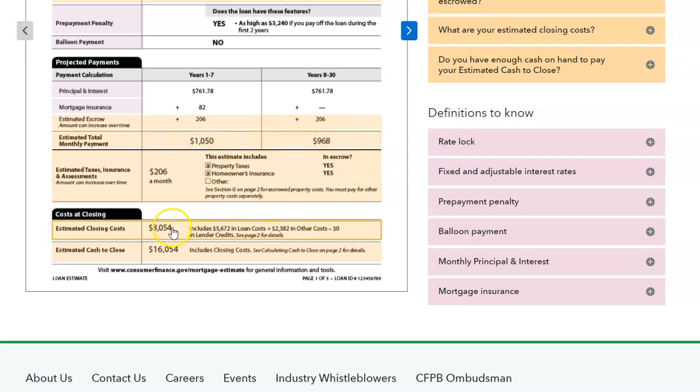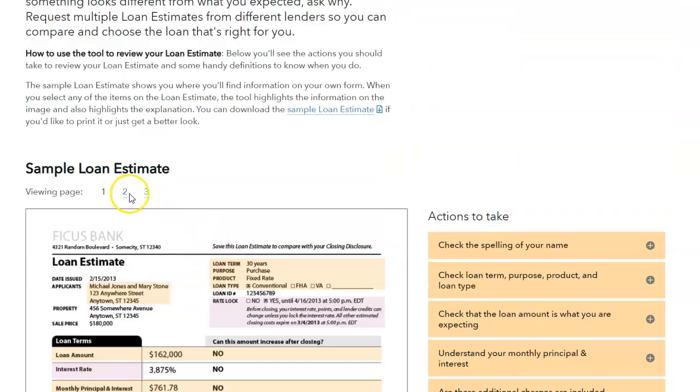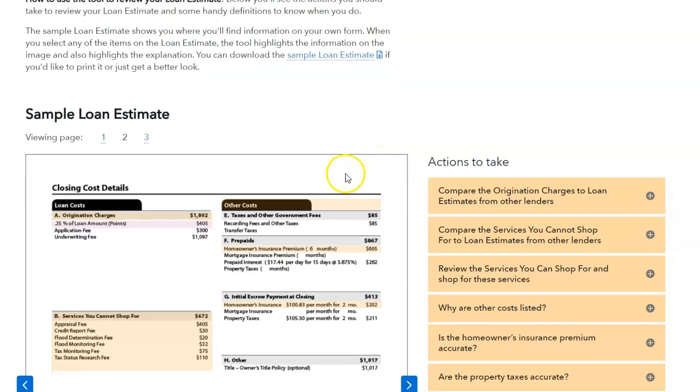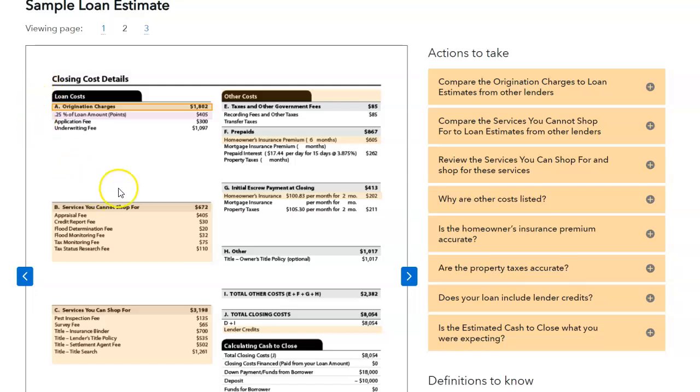And then you have the estimated closing costs of $8,054. The estimated cash to close, on top of their down payment, is $16,054. So let's see how they get to that, and that's on page 2. Page 2 breaks down the detail of the closing costs. This section is the loan-related fees. Now, there's very little tolerance in this case for loan-related fees.